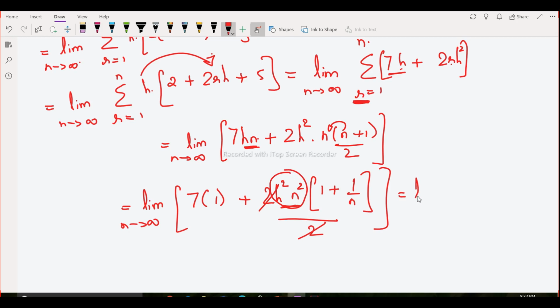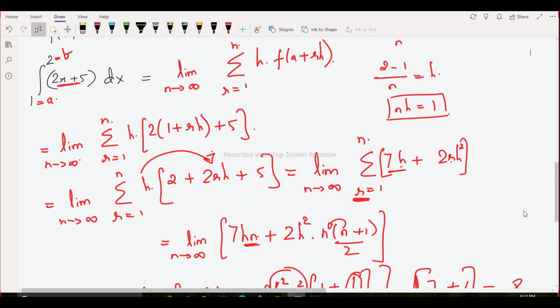So what you get, limit. Now let's apply this limit n tending towards infinity. So this will be 7 plus, and see 1 upon n. So n is infinity, so this will be 0. So you get 7 plus 1, which is equal to 8. So area under the curve is 8. So this is what we got using this method.